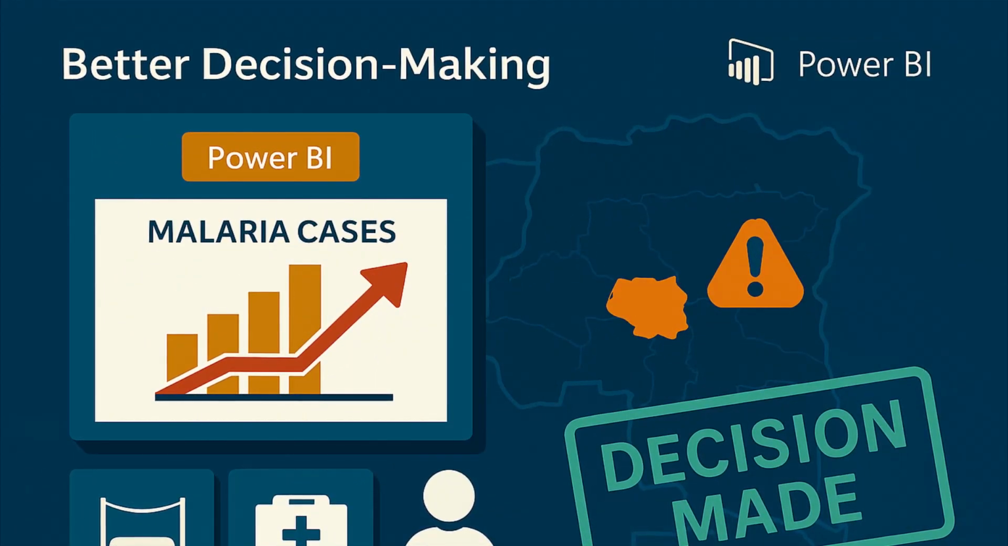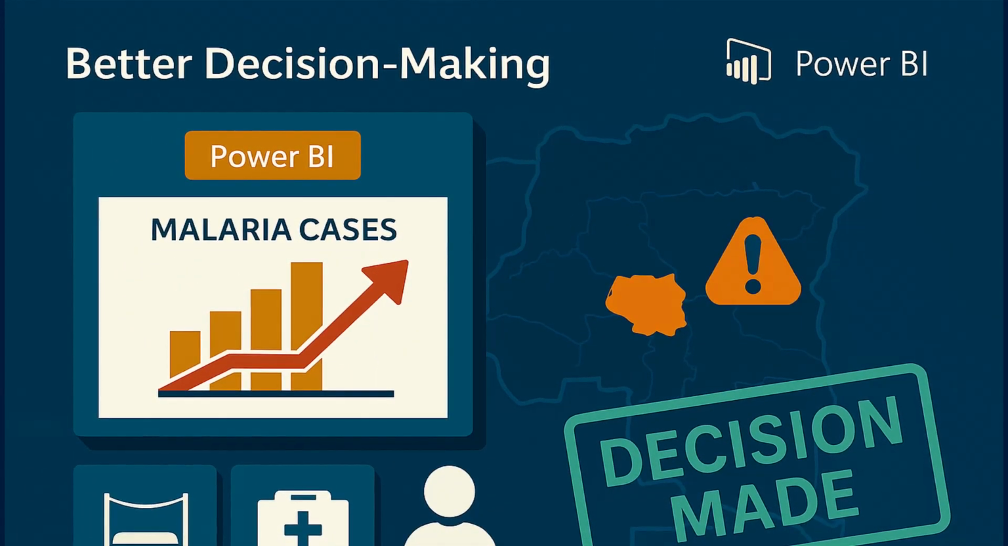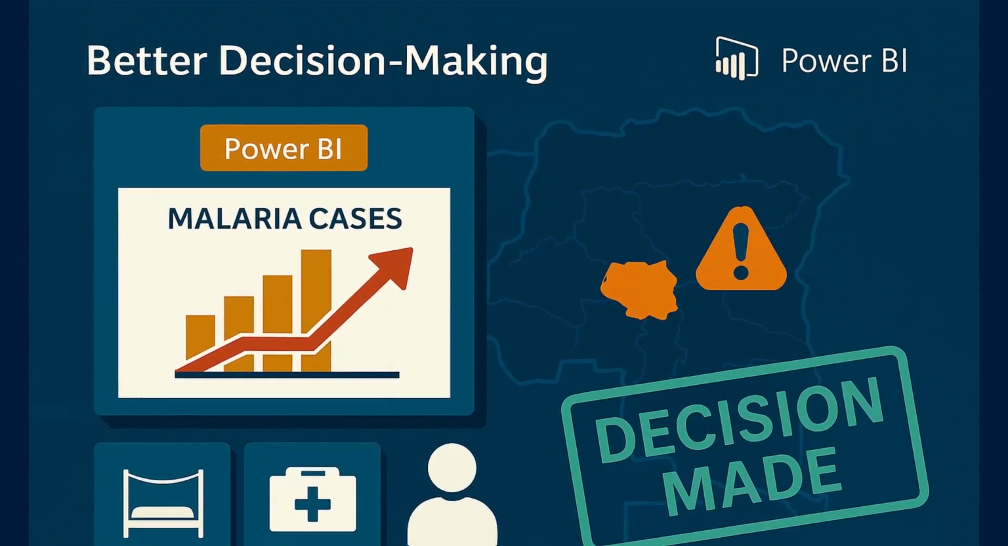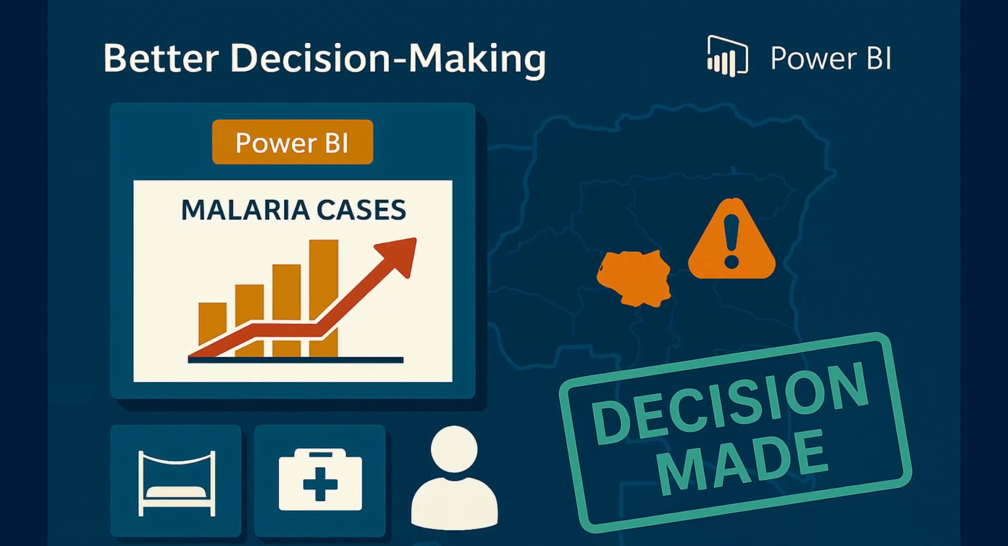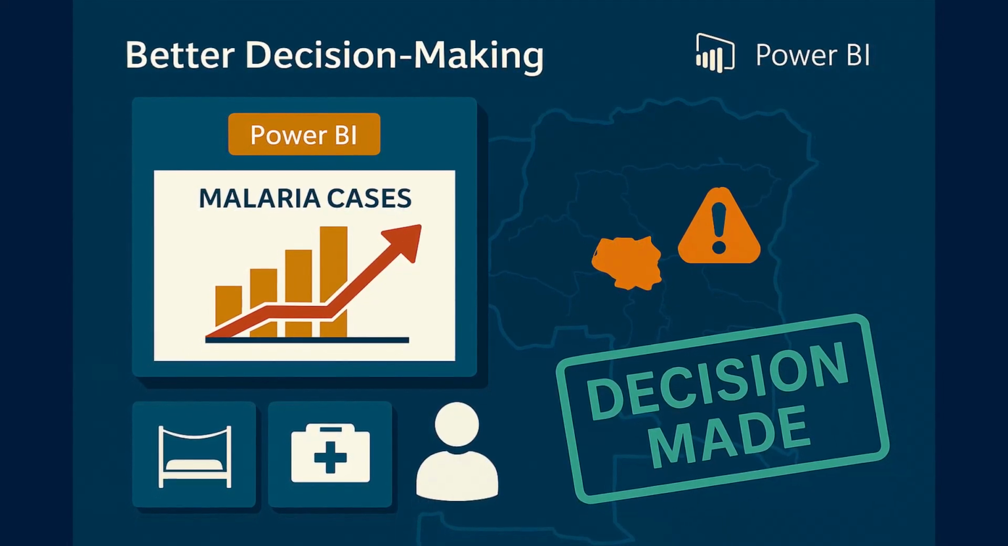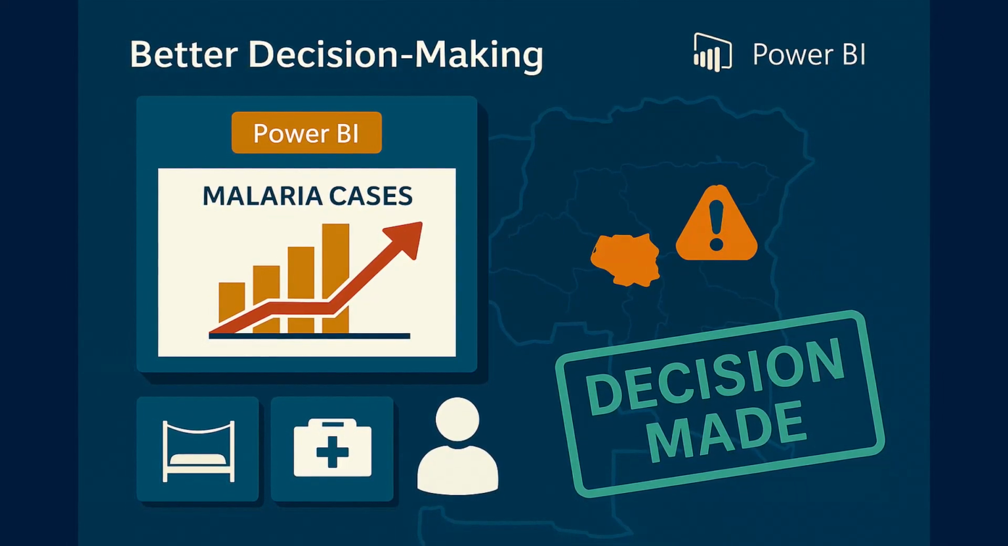Then, better decision making. Let's say malaria cases are rising in one district. A Power BI dashboard can highlight this trend instantly, helping epidemiologists and policymakers allocate mosquito nets, medicines, and even staff where they are most needed.